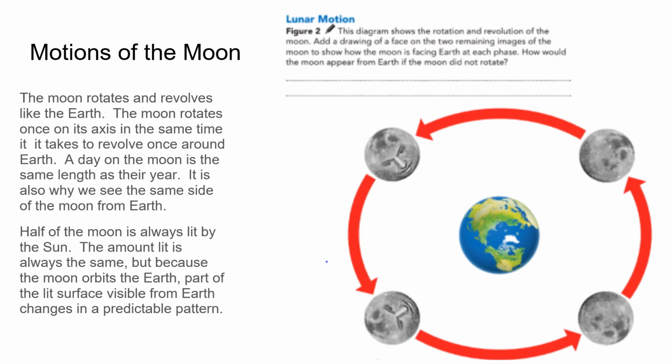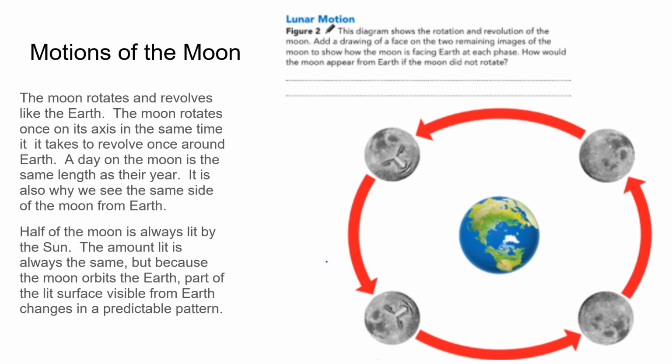Motions of the moon. The moon rotates and revolves like the Earth. The moon rotates once on its axis in the same time it takes to revolve once around Earth. A day on the moon is the same length as its year. It is also why we see the same side of the moon from Earth. Half of the moon is always lit by the sun. The amount lit is always the same. But because the moon orbits the Earth, the part of the lit surface visible from Earth changes in a predictable pattern.